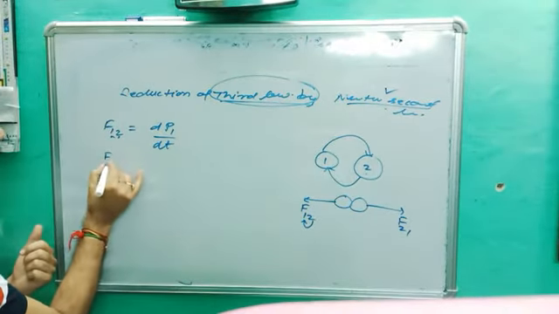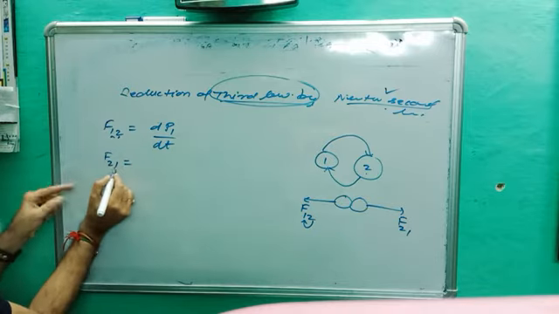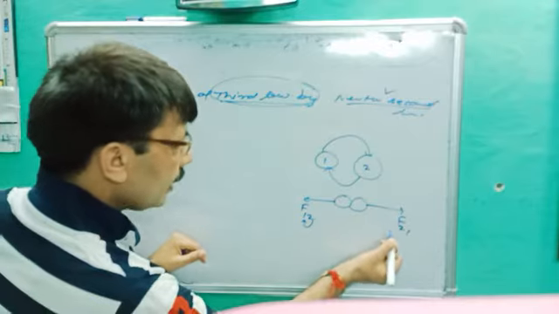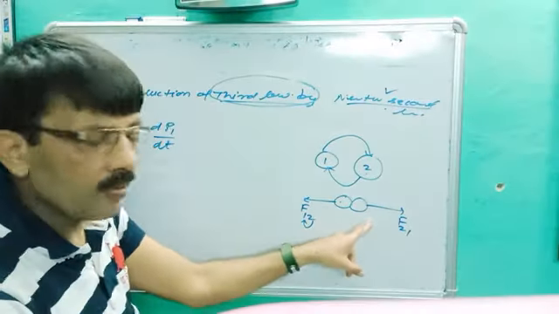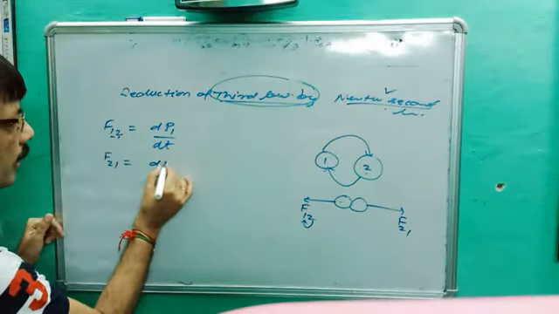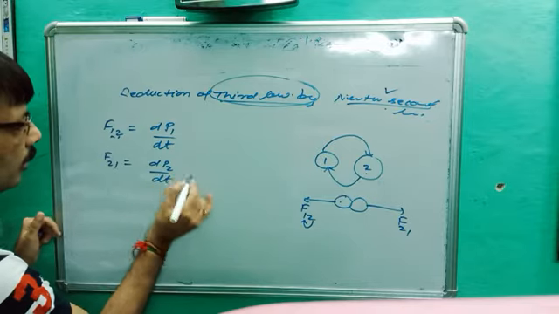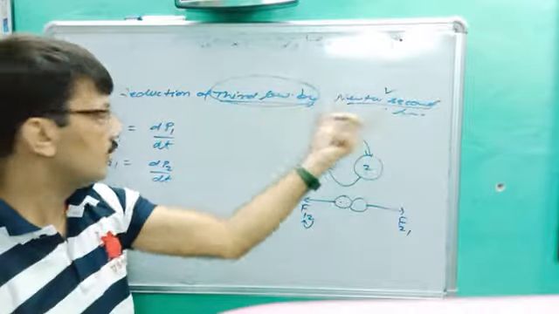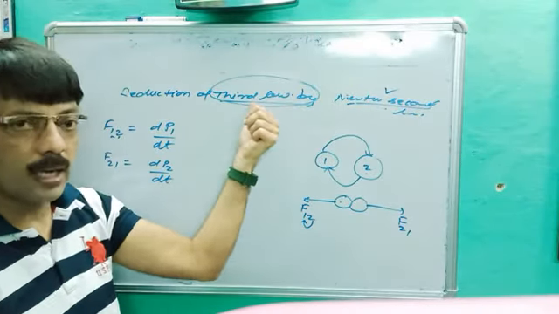Similarly, F21 is equal to the force by the first on the second. The first is applying force on the second, so what do we get here? The second body's momentum gets changed, so we will write dP2 upon dt. This is according to the second law. Our aim is the deduction of the third law.